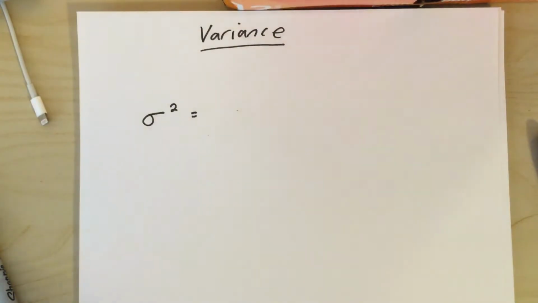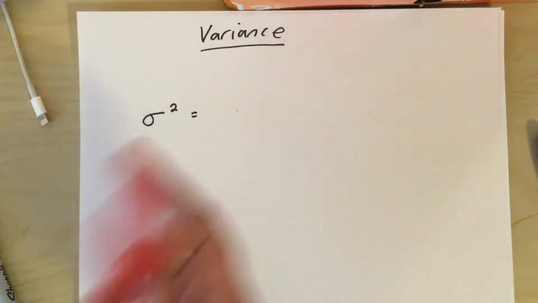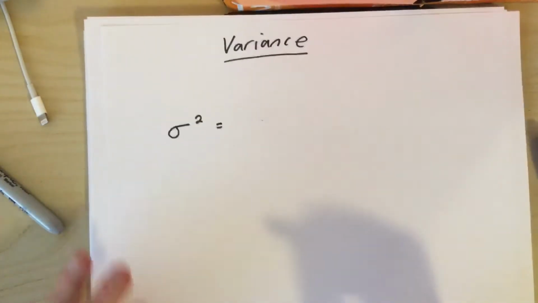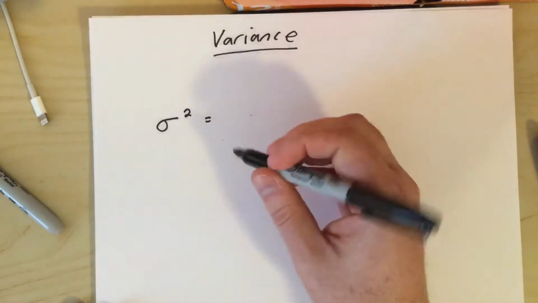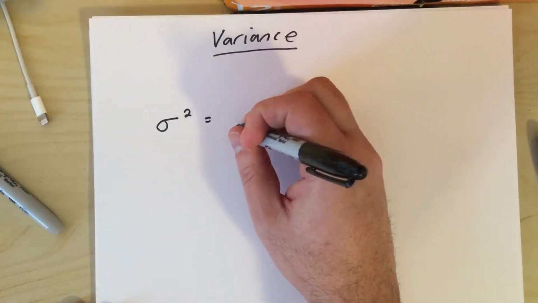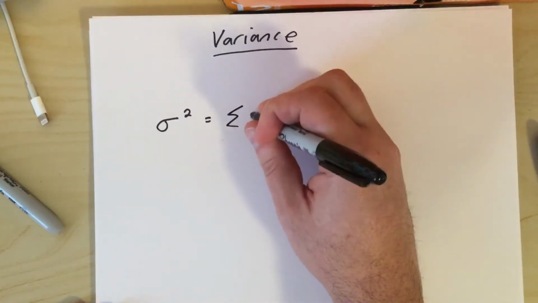The next thing I'm going to touch on very briefly is something called variance. That's the symbol for variance, which might give you a clue as to the formula. And so the formula is the same formula as standard deviation, but without the square root.